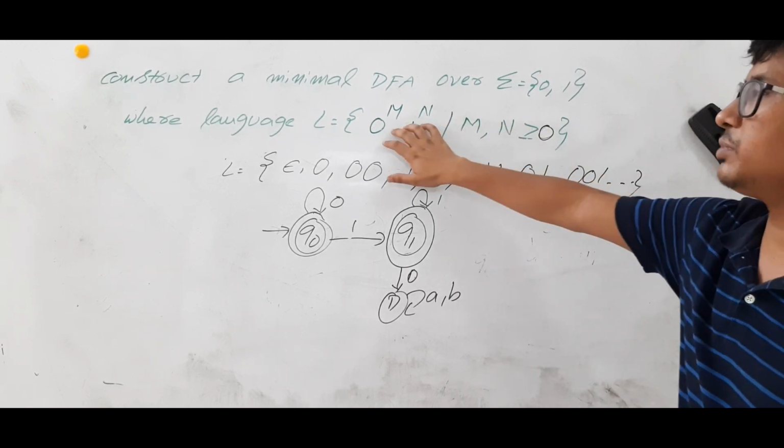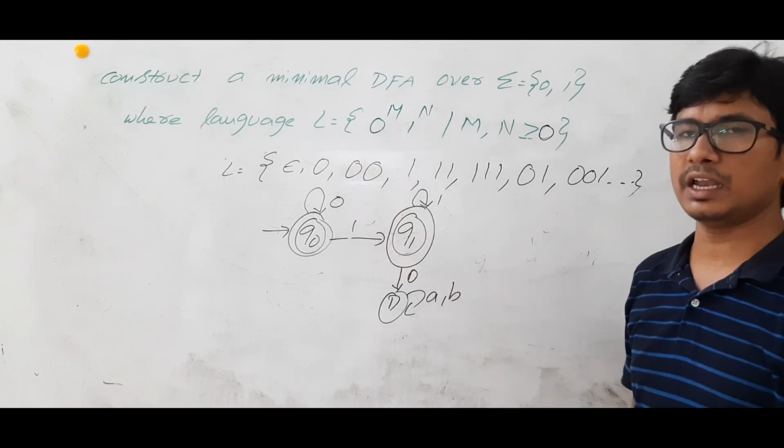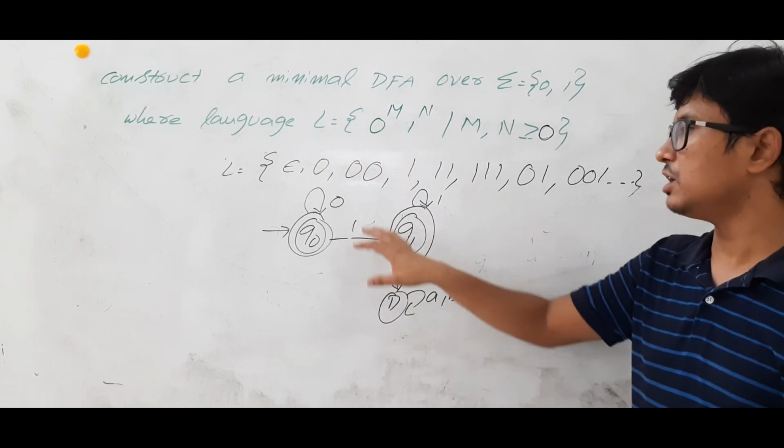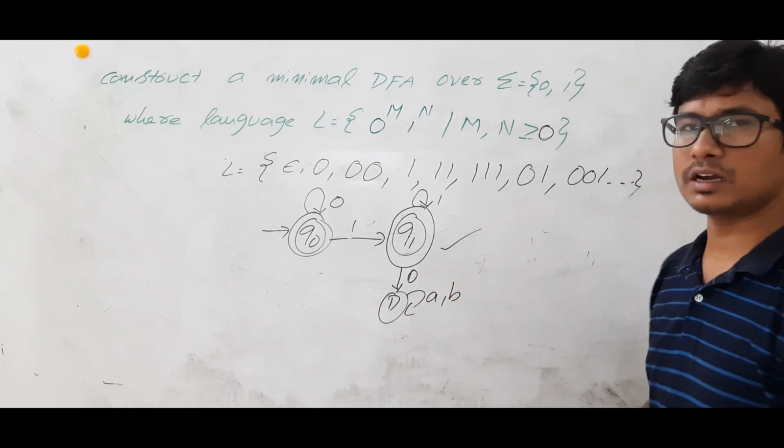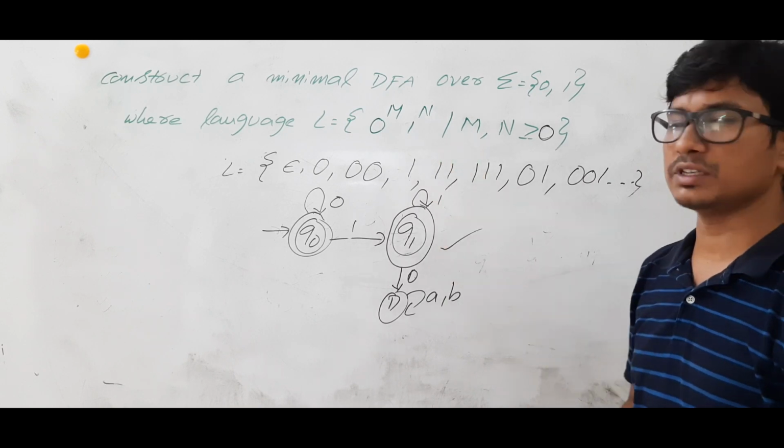So it is accepting the strings which belong to language L, and it is not accepting the strings which do not belong to language L. So I can say that this is the correct DFA for the given language L.